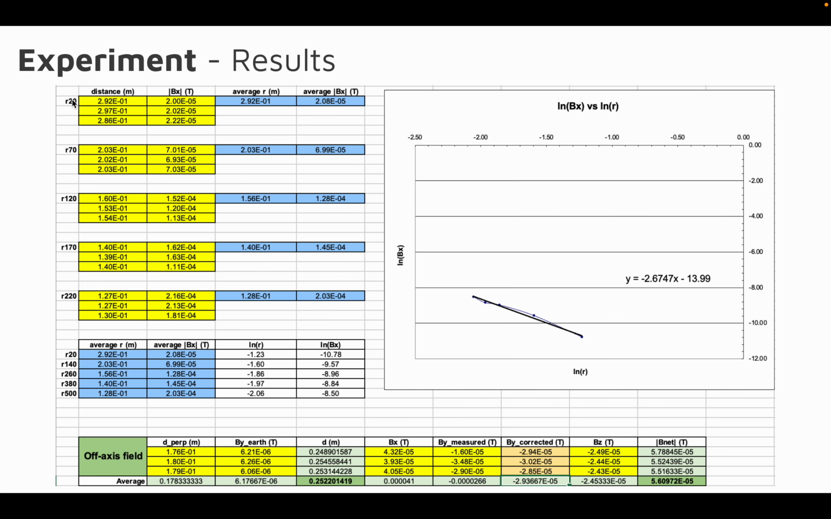Here were the distances that we found for each of these. As you can see, it wasn't perfect, but the magnetometer on your phone wasn't the greatest, so we had to estimate a little bit when we were trying to find these values. You can see the off-axis fields here at the bottom as well. And you can see we had a slope of negative 2.67, which we would expect because as our distance increases, our field should decrease at a rate of 1 over r cubed based on our equation.